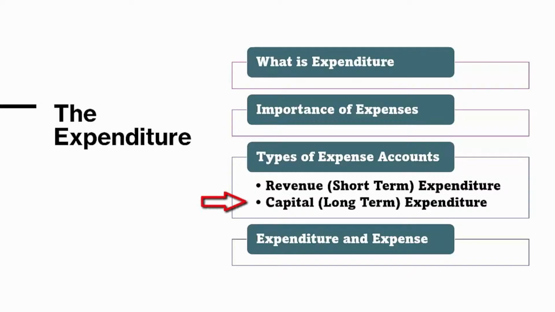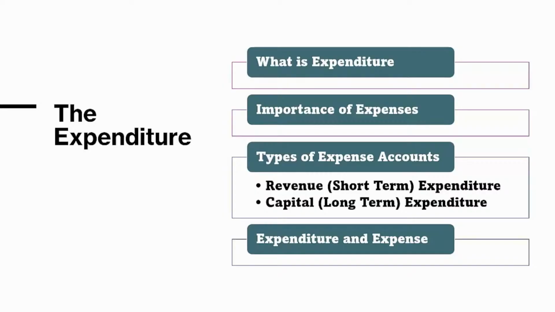2. Long-term expenditure. This is money spent on things that will last and benefit the business for several years. For example, buying a building, machinery, or a vehicle is a long-term expenditure. This type is often called capital expenditure. Key types of expenditures.